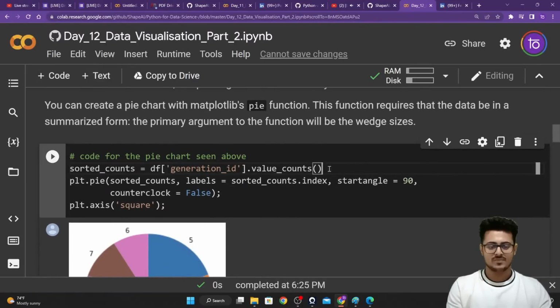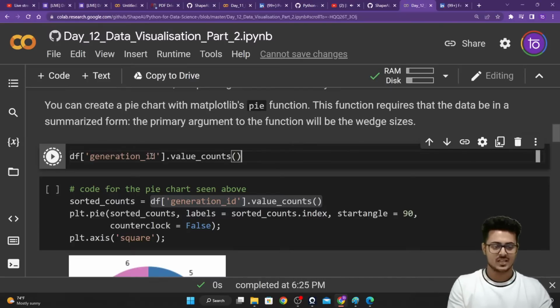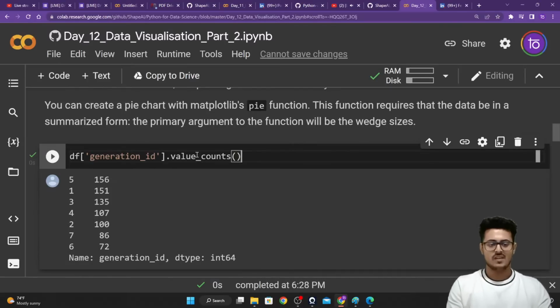First of all, this is what we have seen yesterday as well, value counts. Do you guys remember? df.generation_id.value_counts. Let us just recode it once again to see if you remember it or not. So this is the value counts that we are getting. For generation id 5, you have 156 Pokemons. Then generation 1, you have 151 Pokemons. Generation 3, you have 135 Pokemon. This is all that we have seen yesterday. This is not something that we are doing today itself.